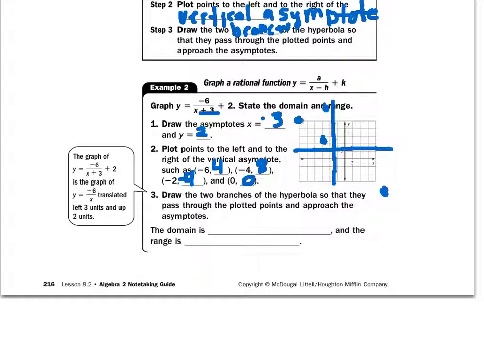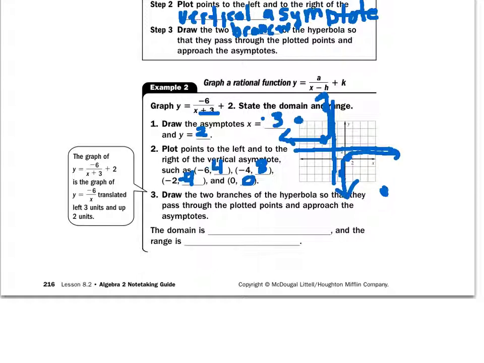And negative 2, negative 4 is right there. And then 0, 0. So it should look something like that, except a much smoother graph on your part.